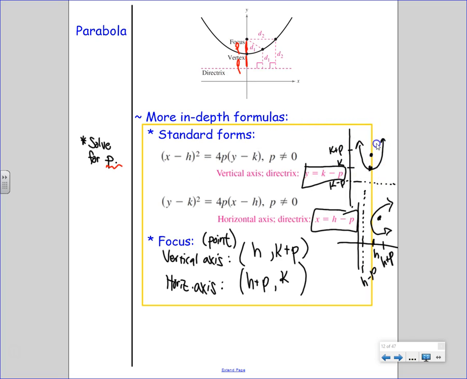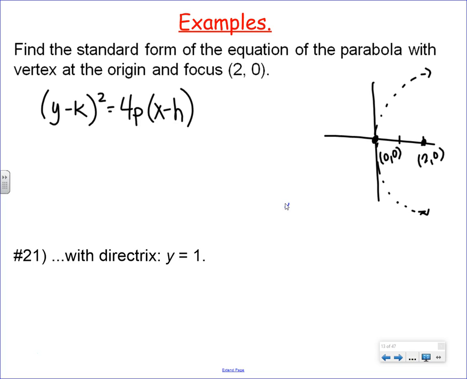Vertical axis of symmetry, an up-down parabola, is this guy. Horizontal axis of symmetry, a right-left parabola, is this guy. So we just stole that equation, right? Hold on, what do we know? What can we plug in? P is 2. I was thinking my vertex might be the easiest thing to plug in, but yeah. You can plug in your vertex at (0, 0).